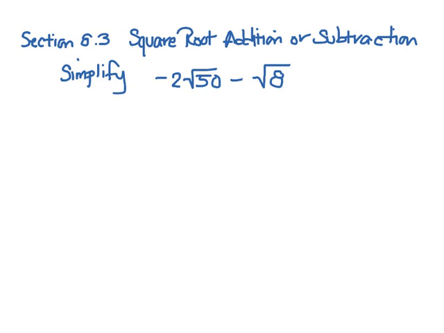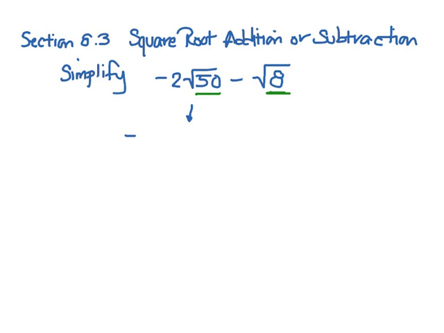But let's take a look at this example here. We're subtracting. We have negative 2 times the square root of 50 minus the square root of 8. If you notice, the square root parts aren't the same. But that's not a problem. So all's not lost here. Remember, we know how to evaluate or simplify this, right?